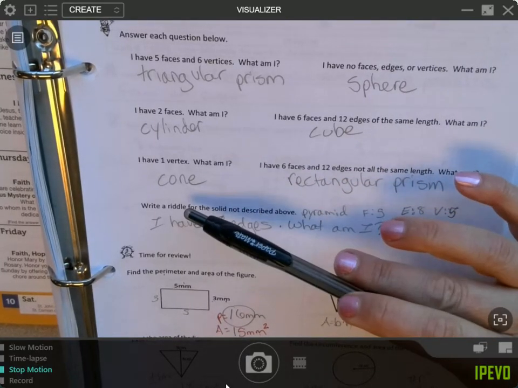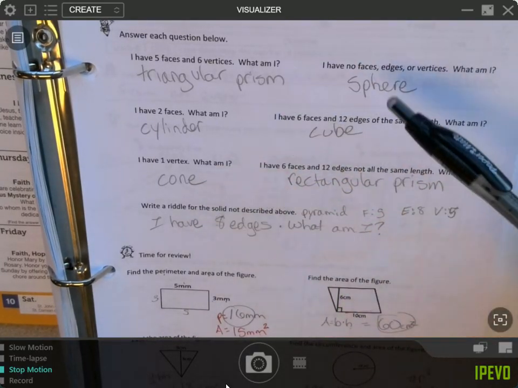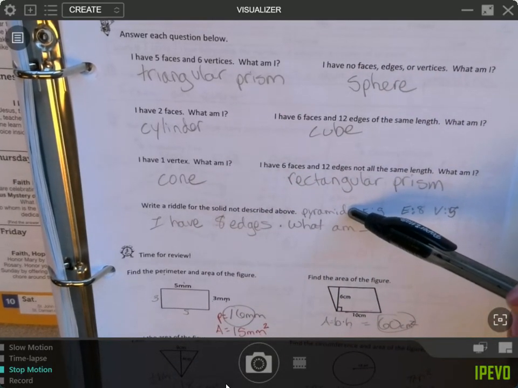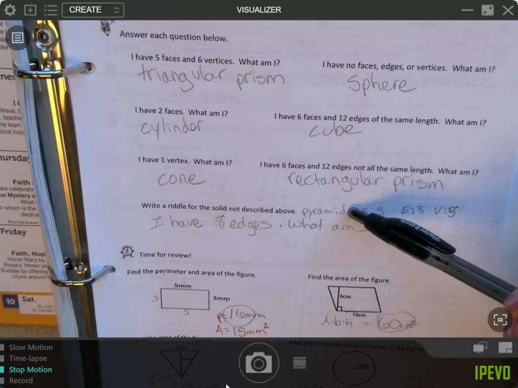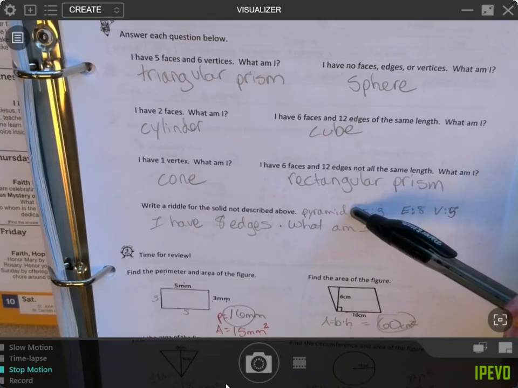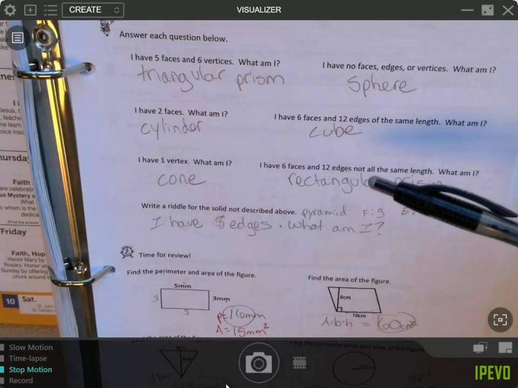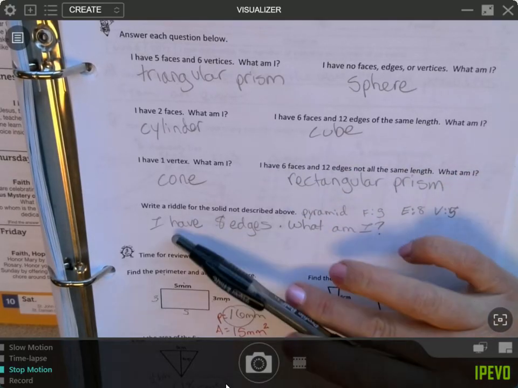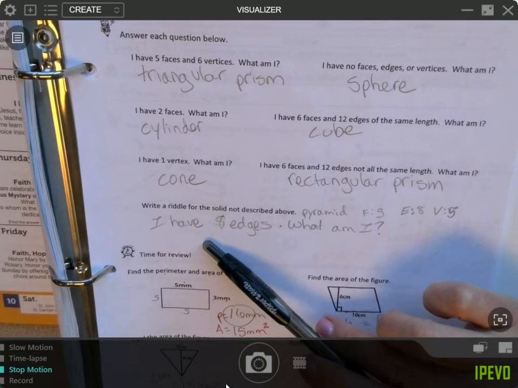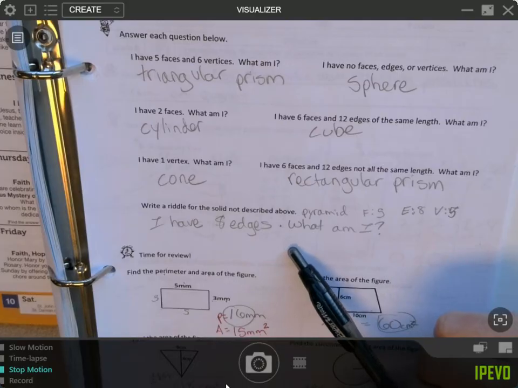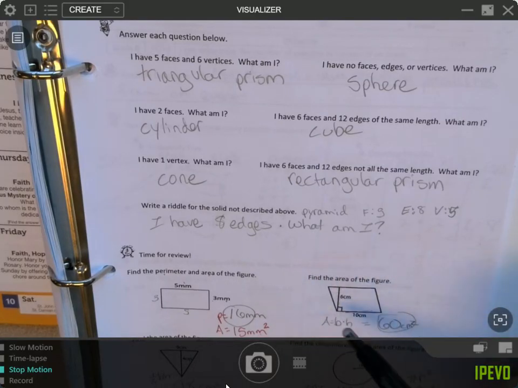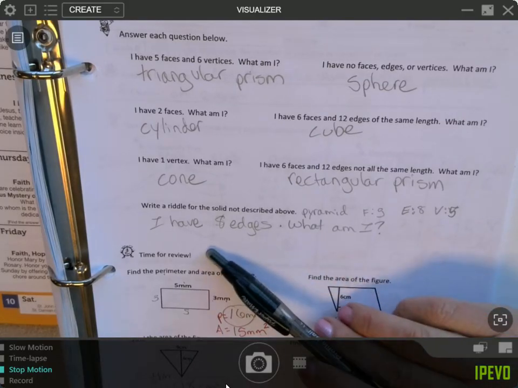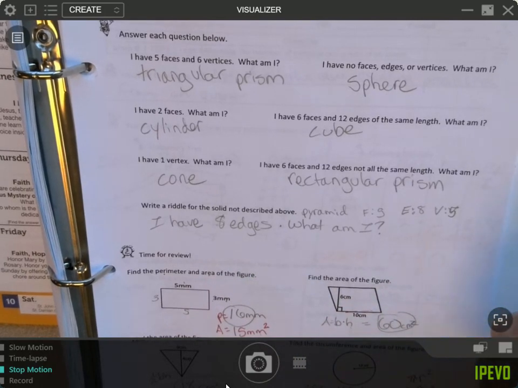Then you had to come up with a riddle for the one that was not talked about. The one not talked about was the pyramid. So you should have created your own riddle for the pyramid. The riddle I created, because the pyramid has 5 faces, 8 edges, and 5 vertices, I said I have 8 edges. What am I? Because that is the only shape that has those 8 edges.